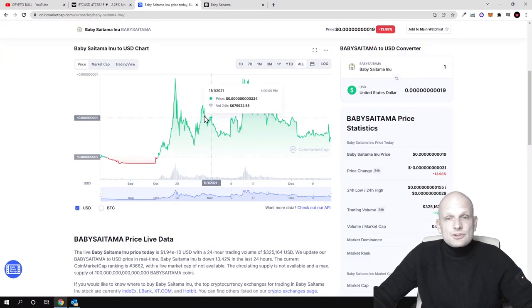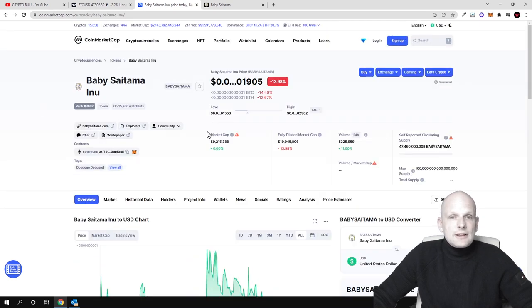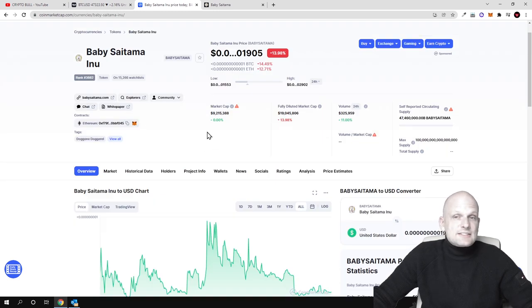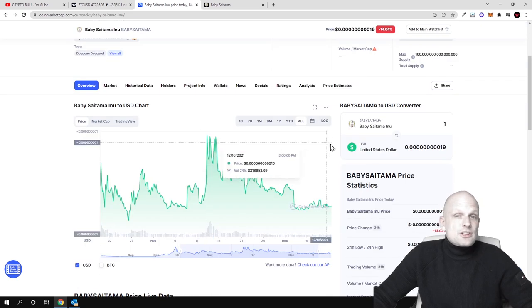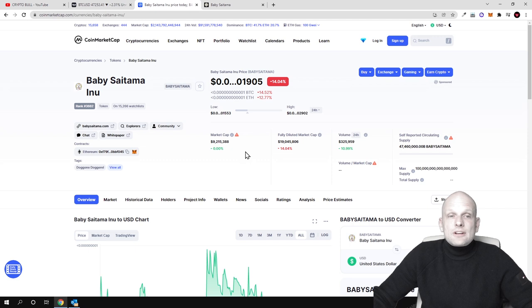On CoinMarketCap, the price was going up, then it was hodling strong, and currently the market cap for this one is about 10 million, and this shows only the strength of this cryptocurrency and that there are actually hodlers of this token. And this is exactly why I think that baby Saitama could also explode. This is not built on Binance Smart Chain, but on Ethereum.